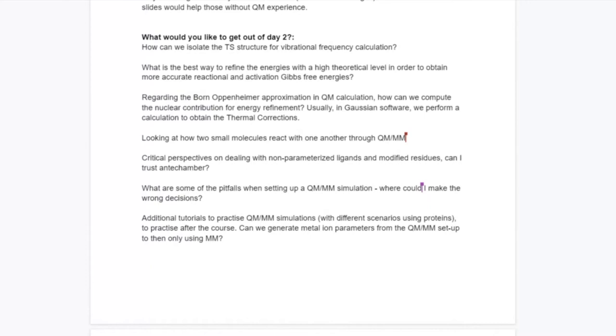However, the first part of the question is regarding the Born-Oppenheimer approximation in quantum mechanics: how can we compute the nuclear contribution for energy refinement? From that first part, I started to have in mind another kind of topic. With the Born-Oppenheimer approximation, and in general with ab initio molecular dynamics schemes, you decide to treat the nuclei, or the core part of your atom, just as a classical object described by Newtonian-like equations. Can we go beyond this approximation?